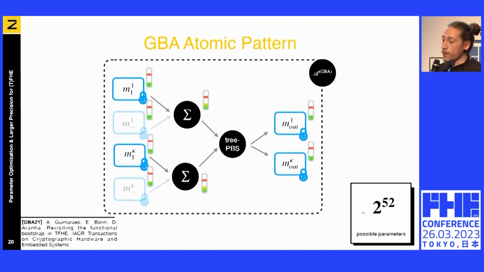And so we can define this new atomic pattern called the GBA atomic pattern with the 3 PBS allowing you to perform the lookup table. So this atomic pattern has the same capabilities as the CGP atomic pattern. And you can notice that the search space is a bit bigger because there are more parameters.